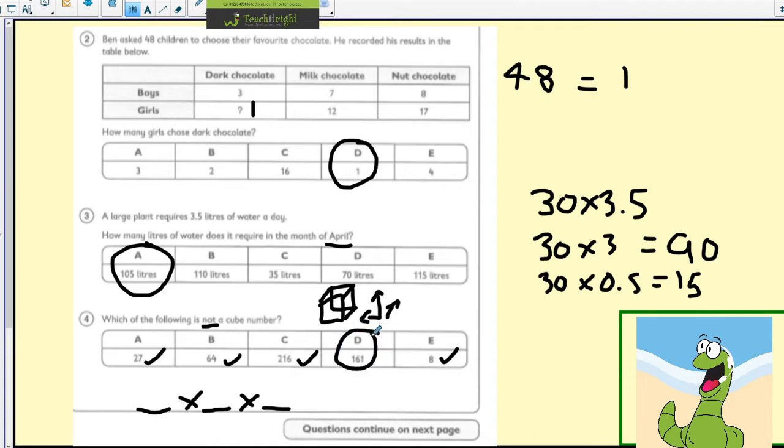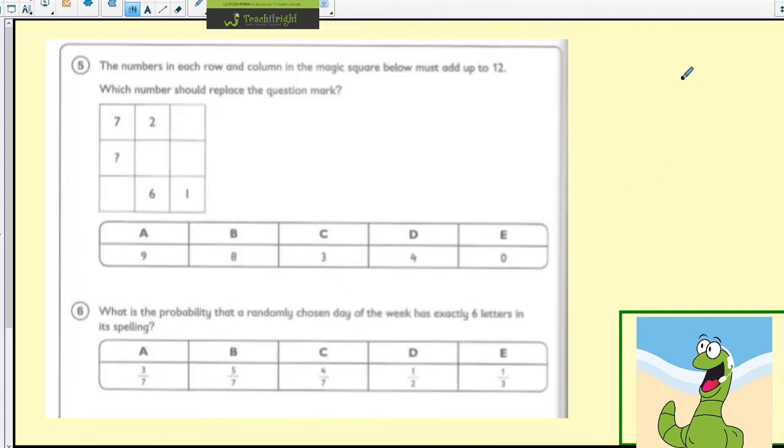161 is not. And again, this is just something worth learning in terms of what numbers you need to multiply. You've got 2 times 2 times 2, 3 times 3 times 3, 4 times 4 times 4, and 8 times 8 times 8, if I'm not mistaken. Oops, sorry, no, 6 times 6 times 6. So, next page, number 5 and 6.